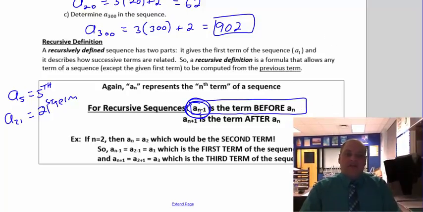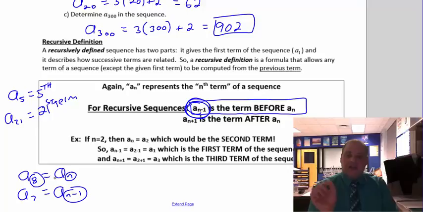So think about that. If I have a8, and that's an, well, then isn't a7 a sub n minus 1? Because if n is 8, then n minus 1, 8 minus 1, is 7. So instead of using numbers, 8, 7, 6, whatever, they're going to use n and n minus 1. So whenever you see n minus 1, it just means the previous term. Just remember that.